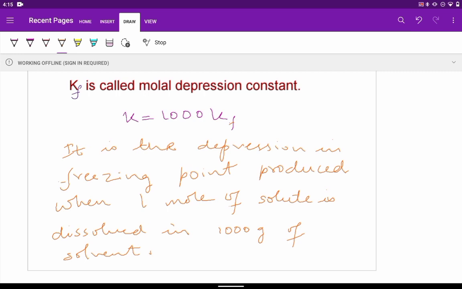So today we have seen the graph between vapor pressure and temperature, and also we have gone through the constants, molecular depression constant and also molar depression constant. I hope you all could understand the topic which I discussed today.